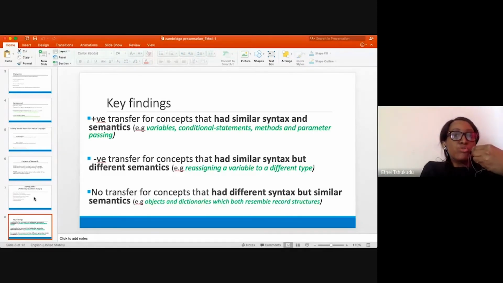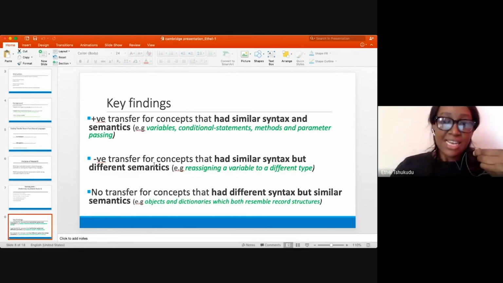So you see that they transfer the knowledge of how dynamic Python is in reassigning variables to their understanding of how that works in Java. In Java, we don't do that. Once you have assigned a variable, you can't reassign it to a different type.